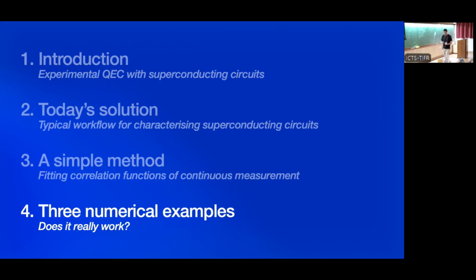All right, and so I'll conclude with three numerical examples. I'm going to be a bit brief and skim through the examples. It's just to give you an idea of the kind of system we're looking at. The overarching goal is to calibrate and characterize the systems I showed at the beginning, so full-fledged huge superconducting circuits. So the question here is, does it really work? Like, given a system, can I actually estimate the parameters from the correlation function?